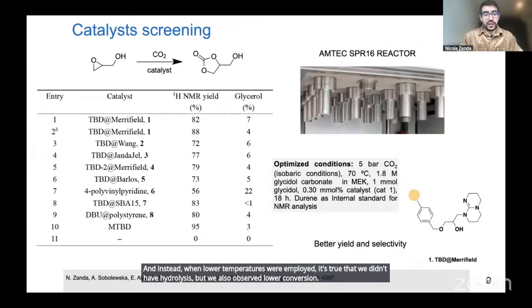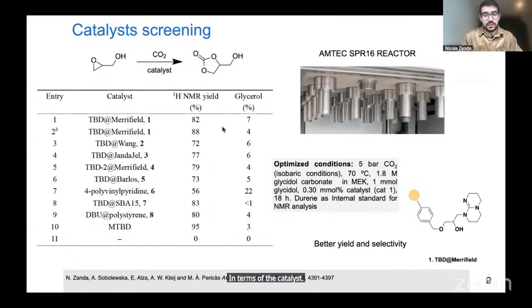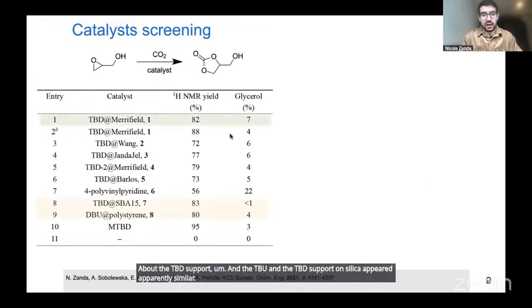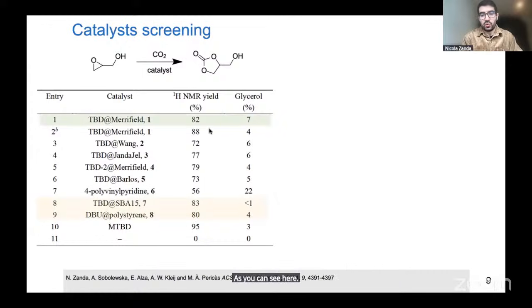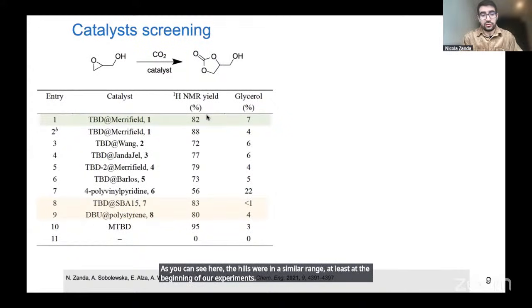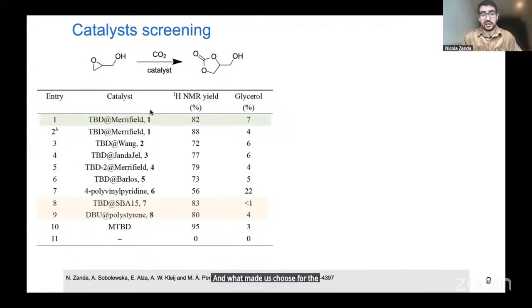In terms of the catalyst, many behave in a similar fashion, but the TBD supported on Merrifield and the DBU, and the TBD supported on silica appeared apparently similar. As you can see here, the yields were in a similar range, at least at the beginning of our experiments. And what made us choose the TBD supported catalyst on Merrifield resin, rather than on the mesoporous silica, were the gas uptake graphs.